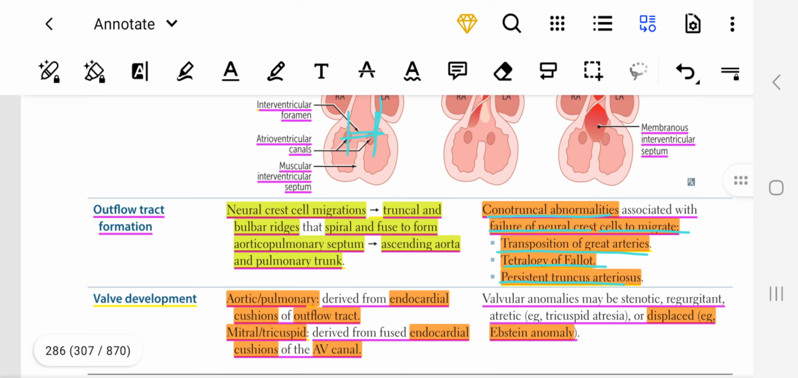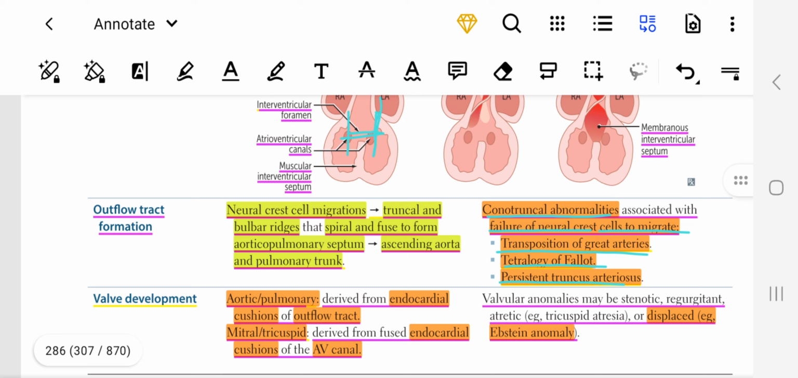Outflow tract formation. Neural crest cell migration: the truncal and bulbar ridges spiral and fuse to form the aorticopulmonary septum, which leads to the ascending aorta and pulmonary trunk. Conotruncal abnormalities are associated with failure of neural crest cells to migrate. Examples are transposition of the great arteries, tetralogy of Fallot, and persistent truncus arteriosus.